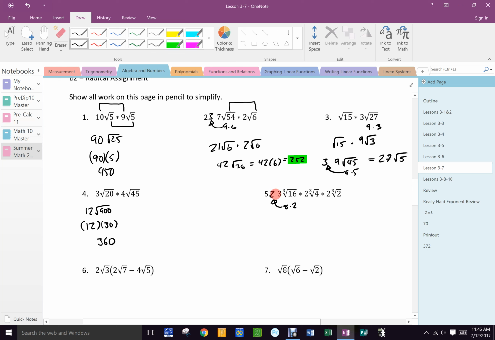3. So what do I do? Multiply. 2 times 3 is 6. Cube root 2. Does 4 have a cube root? No. 2 cube root 4 and 2 cube root 2. So what's 2 times 4? 8. What's 8 times 2? So I have cube root 16 and 6 times 2 is 12 times 2 is 24.